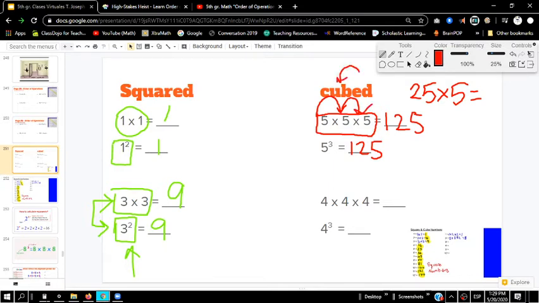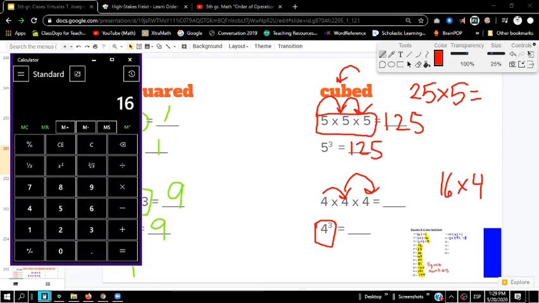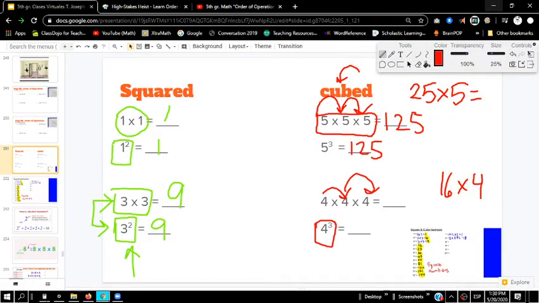Let's do another cubed number, 4 cubed. Well, 4 cubed is the same as 4 times 4 times 4. Well, 4 times 4 is 16, and then 16 times 4, let's just quickly do that on the calculator just to show you. 16 times 4 equals 64. Or you could do it like this, 4 times 4 times 4, which also equals 64. You can see that on the calculator, right? 4 times 4 times 4. So our answer is 64.